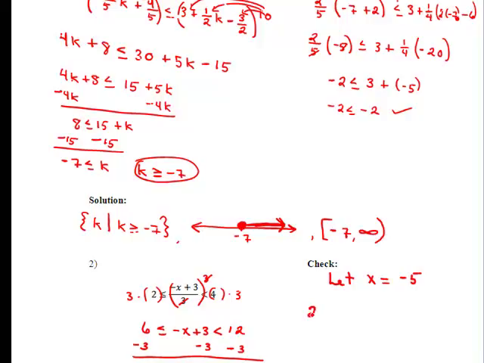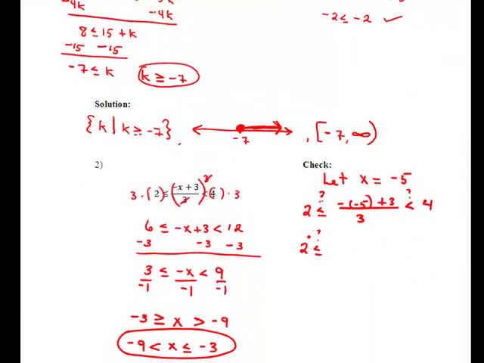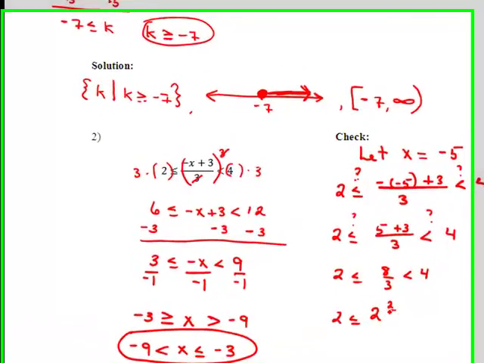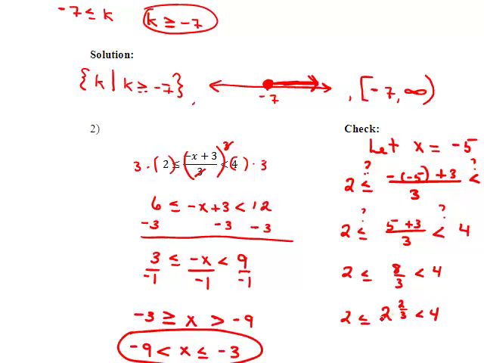So plugging in negative 5 into my inequality, you want to make sure that you plug it in everywhere for x, and we want to check this. So I have 2, is that less than or equal to double negative, we'll get a positive 5 plus 3 divided by 3, is that less than 4? Well, we have 2 is less than or equal to 8 divided by 3 is less than 4. Is that a true statement? Well, what's 8/3? We can rewrite that as 2 2/3. Is 2 2/3 greater than or equal to 2? Yes, it's greater. Is it less than 4? Yes. So it checks.